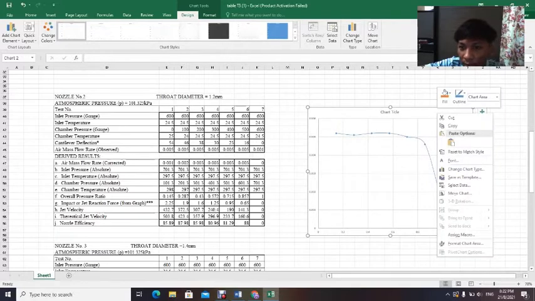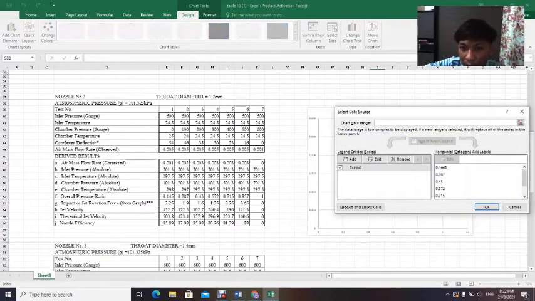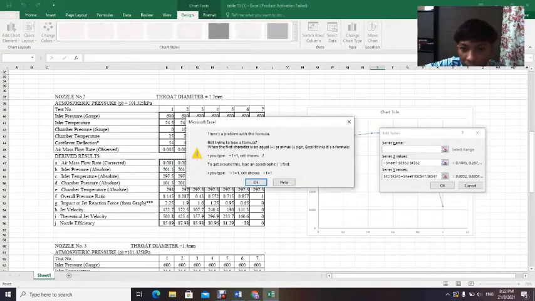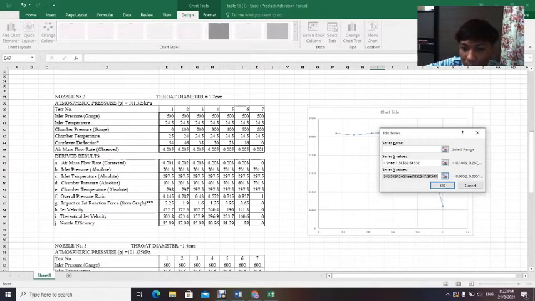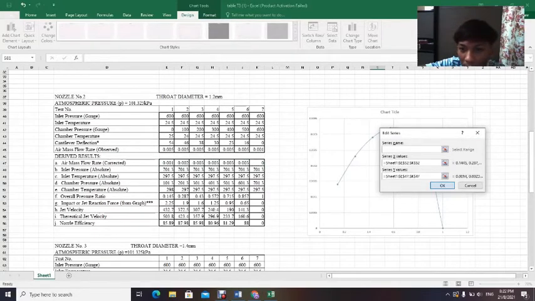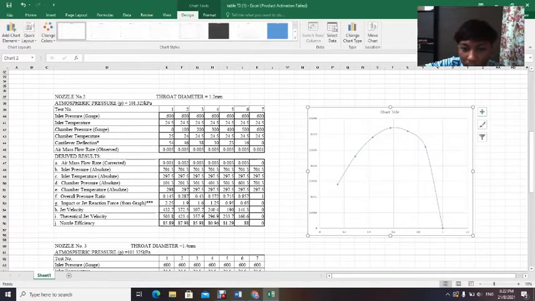And next, we make a graph mass flow rate correct versus overall pressure ratio. We just change the Y value. We change the Y value with mass flow rate correct. And this is the graph for mass flow rate correct versus overall pressure ratio.